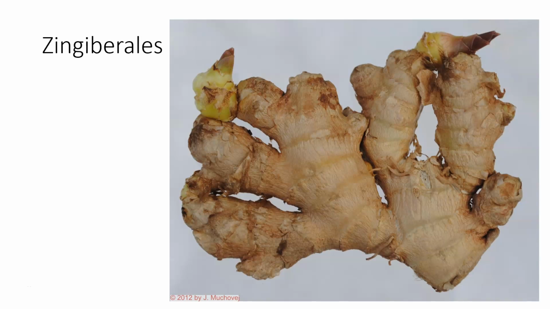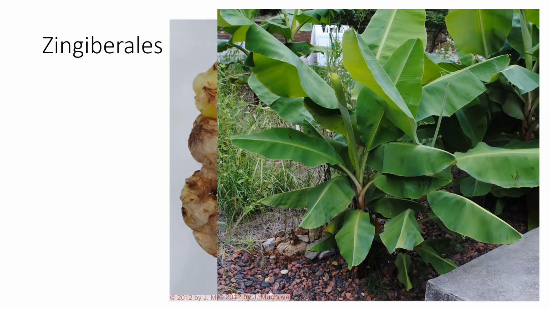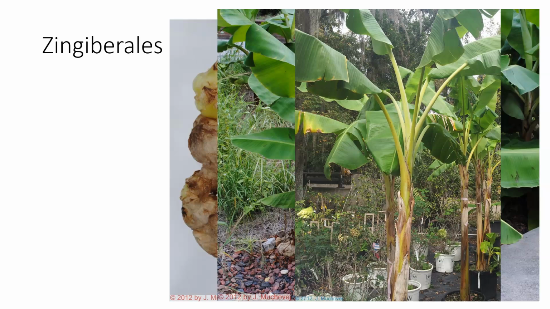We have the Zingiberales. Now that's a mouthful. And the Zingiberales includes different types of spices. This is ginger root, and ginger is part of the Zingiberales. This is banana, and bananas are part of the Zingiberales. Bananas get to be larger. Good-sized banana plants can actually get to be somewhere in the vicinity up to about 6 meters in height, about 20 feet. And out of them you get the large banana caches.